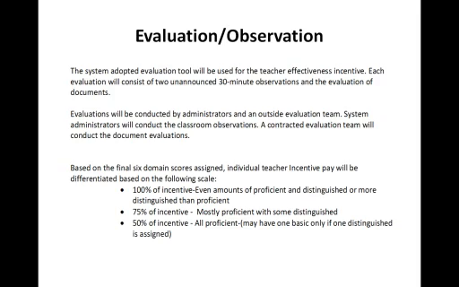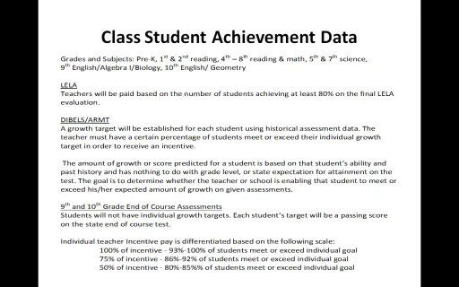For 100% of the incentive, the teacher must have even amounts of proficient and distinguished, or more distinguished than proficient. For 75% of the incentive, the teacher must have mostly proficient with some distinguished. And for 50% of the incentive, all proficient, and the teacher may have 1 basic only if 1 distinguished is assigned. If the teacher receives a basic as one of those final 6 scores and does not have a distinguished to balance it out, or receives more than 1 basic or an unsatisfactory, then they do not get any portion of this incentive.